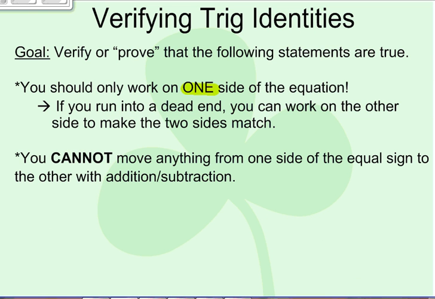So when we're trying to verify or prove statements are true, you should only work on one side of the equation. Don't start moving things left and right with adding and subtracting. If you run into a dead end, you might want to work the other side to see if you can get it to match the side that you have already worked through. Again, you cannot move things across the equal sign with addition and subtraction because it changes values in our equation.